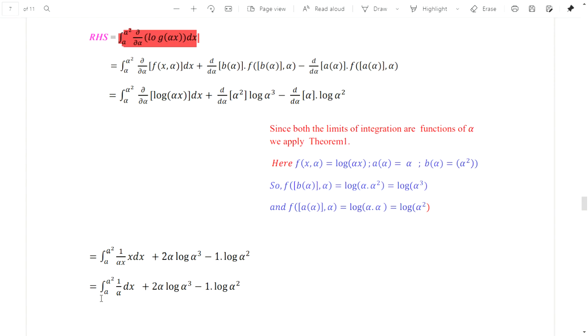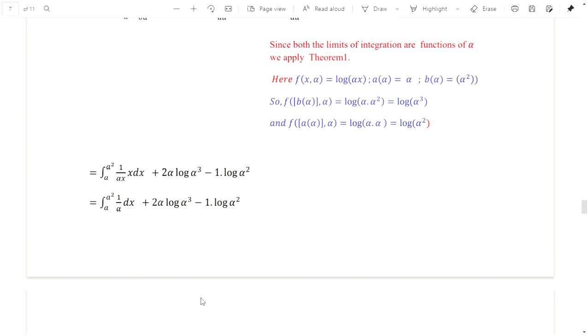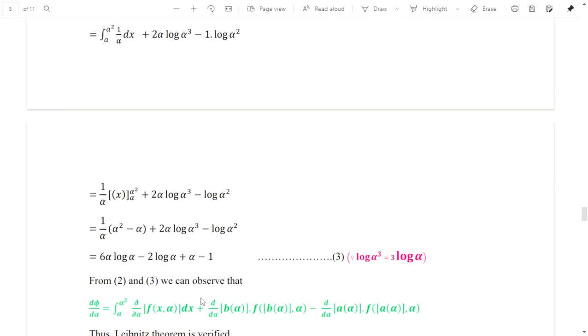That is equal to integral of alpha to alpha squared, 1 by x, and x will get cancelled. So we will be getting 1 by alpha into dx, plus, there is no change in these two terms. These two terms are carried as it is. That is equal to, here we are doing integration with respect to x. So 1 by alpha is constant, bring it out. Integration of 1 is x.